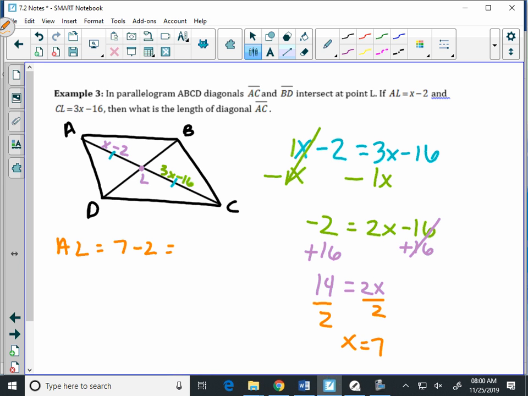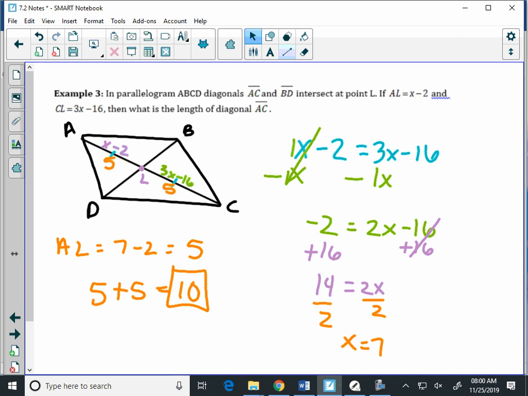What is 7 minus 2? 5. But that gave me the length of AL. AL is 5. But that means automatically CL is also what? 5. Which means the length of the entire diagonal is what? So if you do 5 plus 5, that gives us 10. The entire diagonal is 10. You have to remember when you're given a parallelogram and you're given diagonals, oh, diagonals bisect each other.